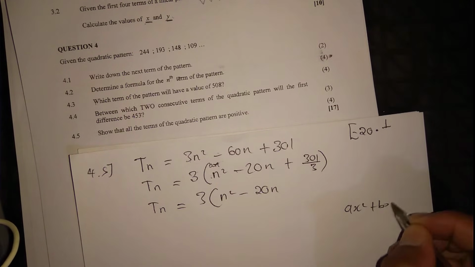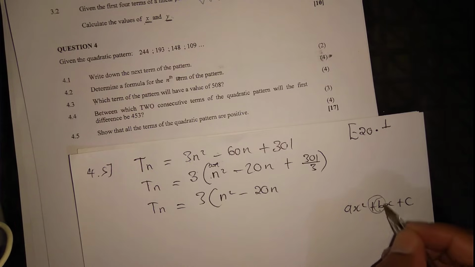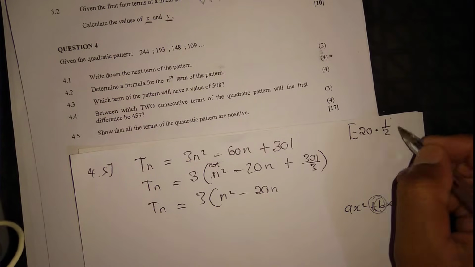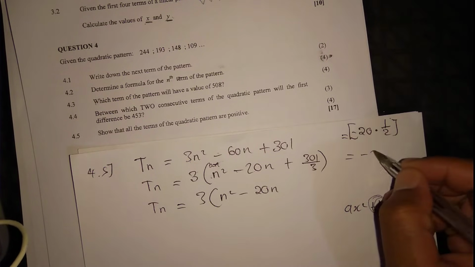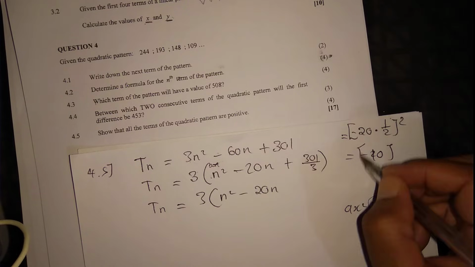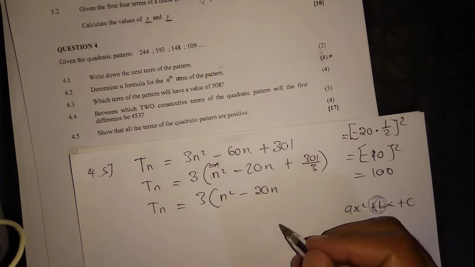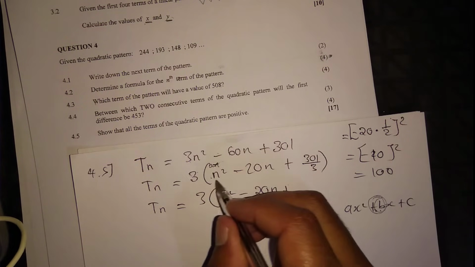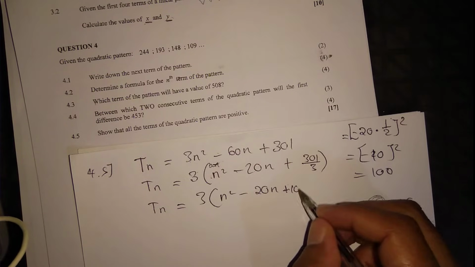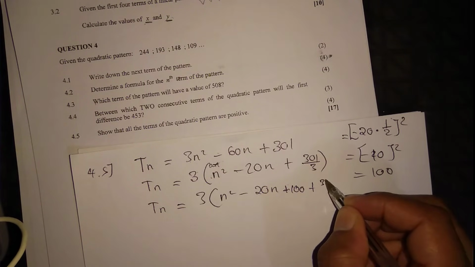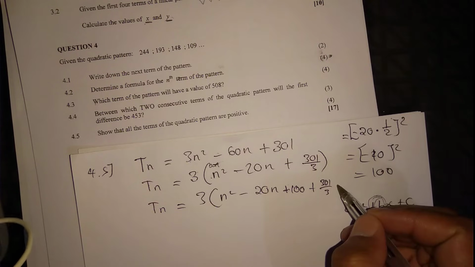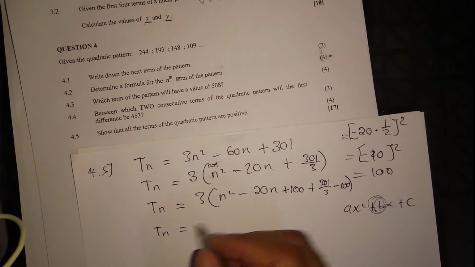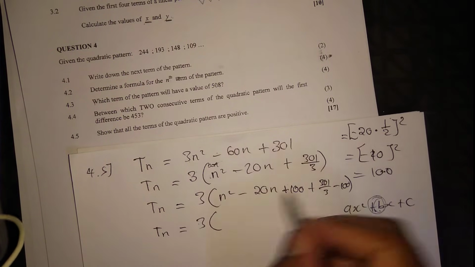This is ax squared plus bx plus c. Now to complete the square, you take the value of b including its sign, then multiply by a half and square it. So we get minus 10 squared, which is 100. Therefore we add 100 to this expression, plus 301 divided by 3, and then we subtract the constant.